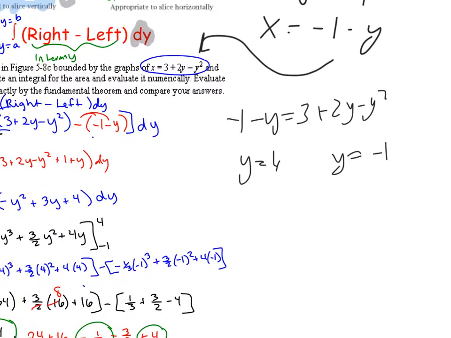I feel guilty not doing this. There's always this pressure. Okay, I'm just going to go ahead and do it. So 0 equals, add 1 to both sides, that's a 4. Add 1 on both sides, that's a 3y.